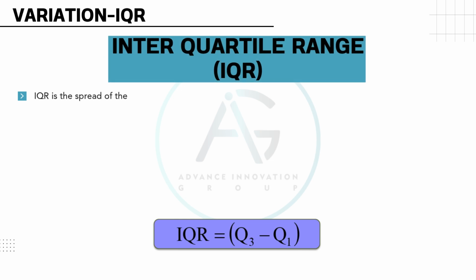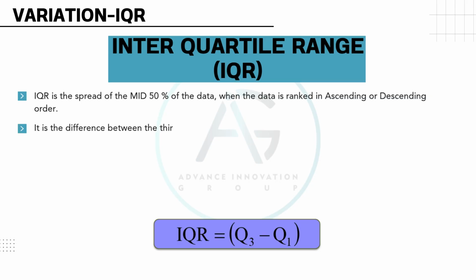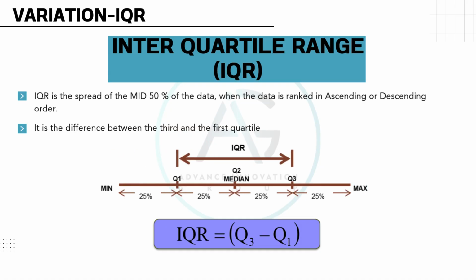Interquartile range, IQR. IQR is the spread of the middle 50% of the data when the data is ranked in ascending or descending order. It is the difference between the third and the first quartile. This diagram illustrates the interquartile range, IQR, within a box plot.